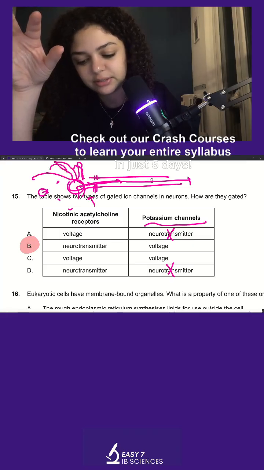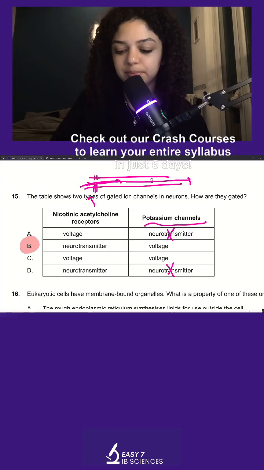So your dendrites will actually look like this. So be very careful in case they ask you. Yeah, this is a horrible drawing, but this is how your dendrites will look.